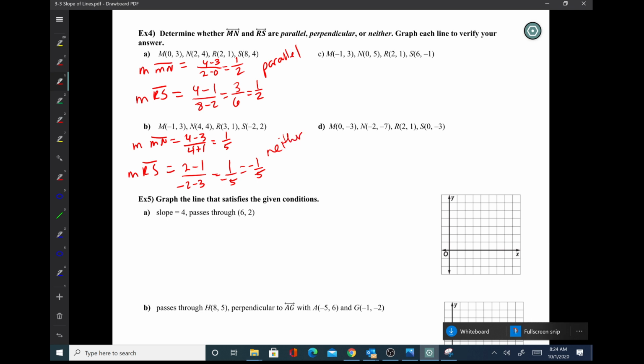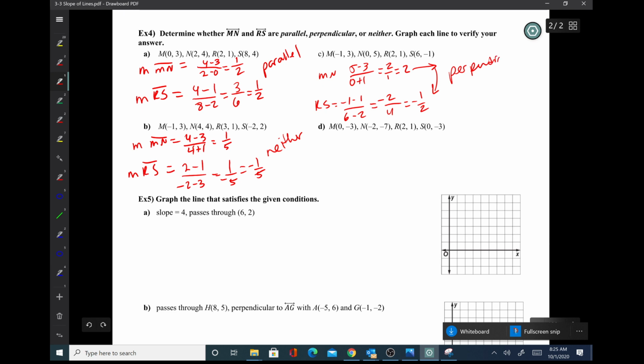All right, let's try one more. We'll do letter C. MN is going to be 5 minus 3 over 0 plus 1, so 2 over 1, which is 2. And RS, just going fast here because you should already know how to do this, negative 1 minus 1 over 6 minus 2, so we get negative 2 over 4, which is negative 1 half. Now look at these two slopes. If you took this slope and you flipped it upside down and you negated it, you would get this slope. So what does that mean? That they're perpendicular. Okay? And I'm not going to do letter D because it's the same idea, okay?